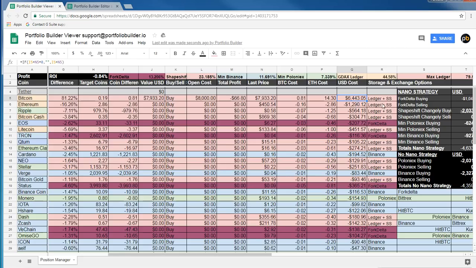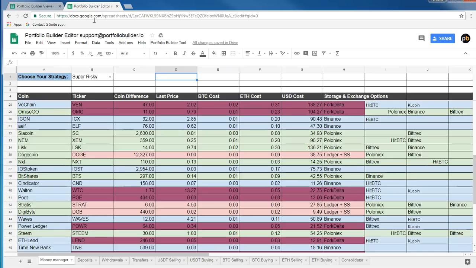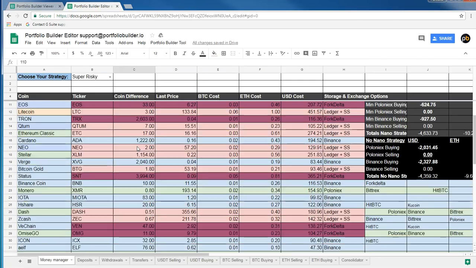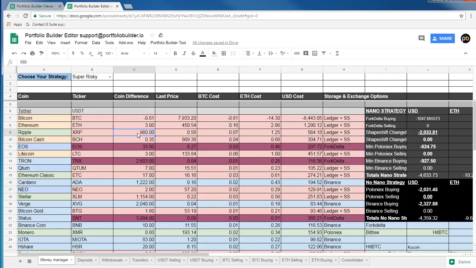Now I do want to point out that the values on the viewer are just more intuitive to what it means. This means we have this much profit or this much overweight in the position, whereas the negatives mean that we're low. When we go to the editor, it's going to be focusing on buying and selling.